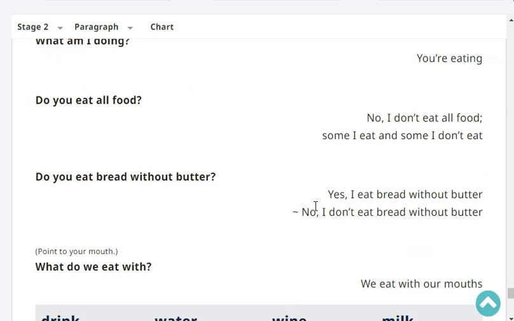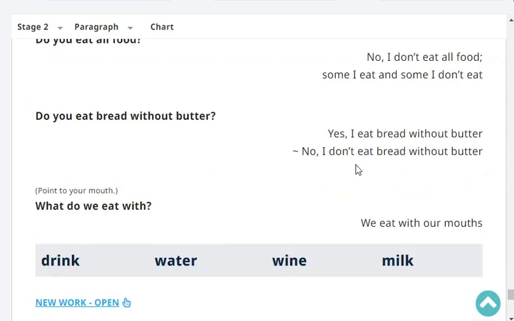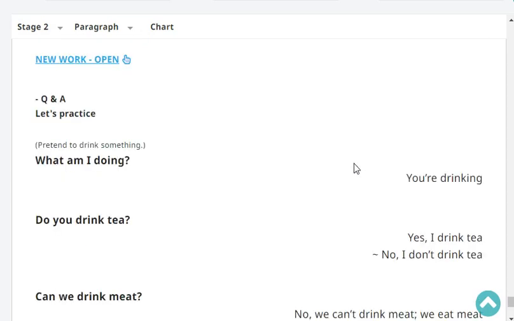Yes or no? No, I don't eat bread without butter. Very good. What do we eat with? We eat with our mouths. Very good. What am I doing?